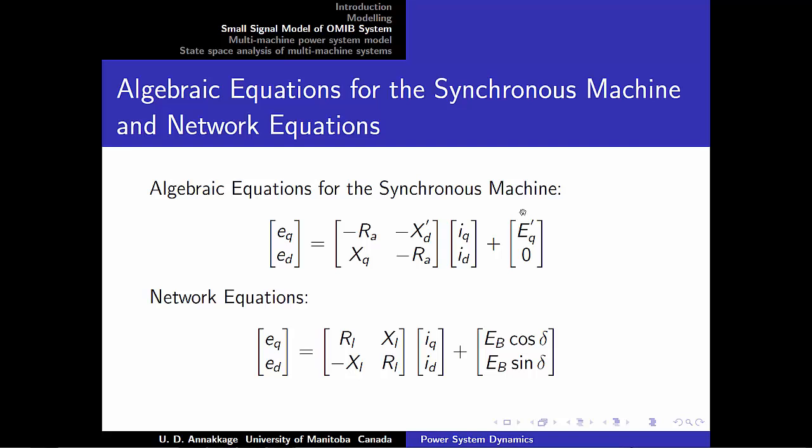The machine is connected to an infinite bus through a transmission line. Its resistance is RL and the reactance is XL. EB is the infinite bus voltage. If we take the infinite bus voltage as the reference, its imaginary part is 0 and the real part is EB. So the Q and D components of the infinite bus voltage are EB cos delta and EB sin delta. You can easily verify using the RI to DQ transformation you learned in the previous lecture. This second equation relates DQ voltages and DQ currents of the machine from the point of view of the network.